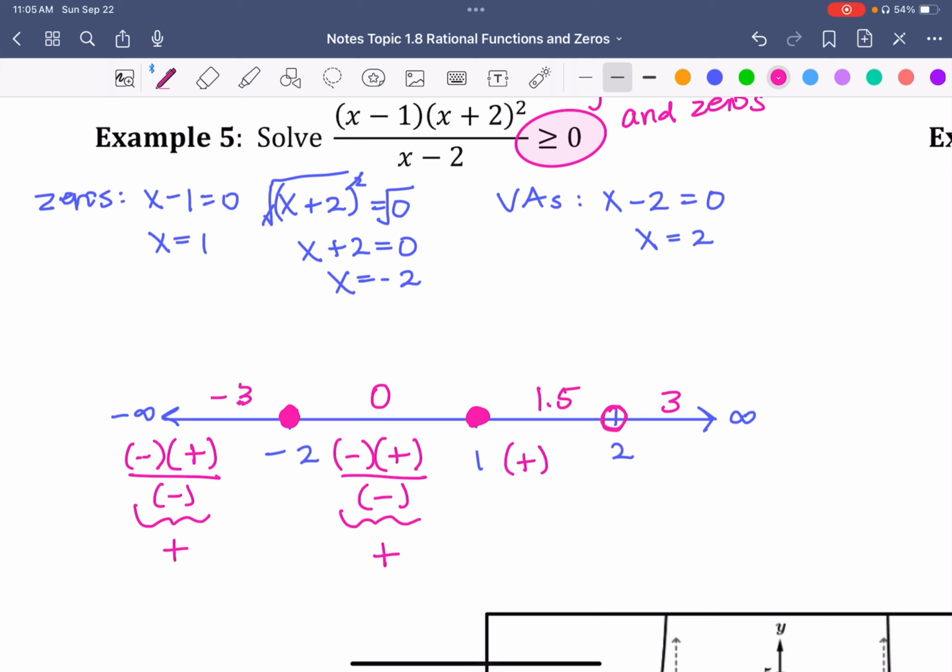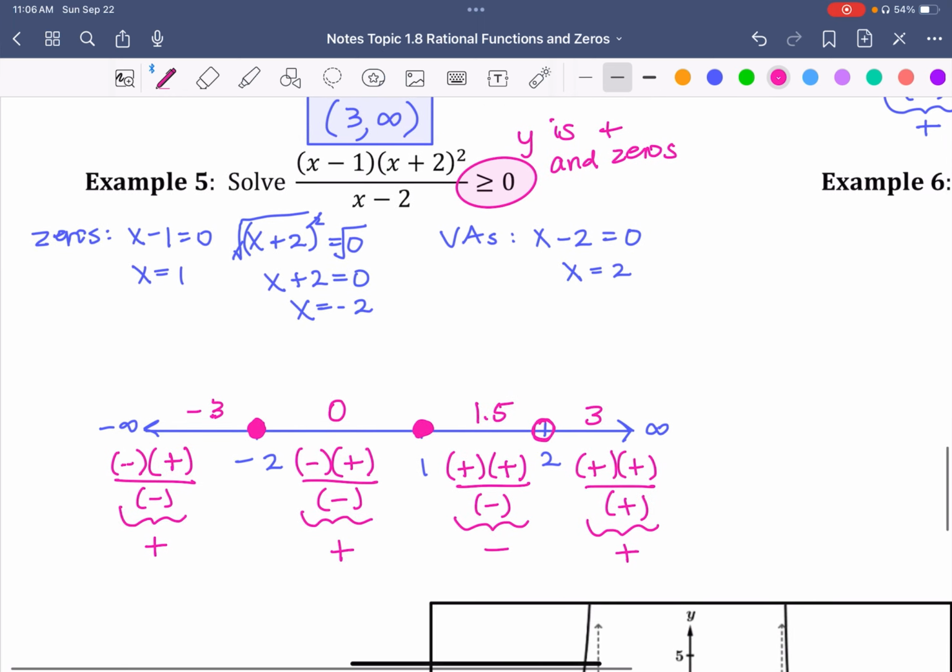1.5 minus 1 is positive. The factor that's squared is always positive. And 1.5 minus 2 is negative. We have one negative, which will make this whole thing negative. 3 minus 1 is positive. The factor that is squared is always positive. And 3 minus 2 is positive. Three positives make a positive.